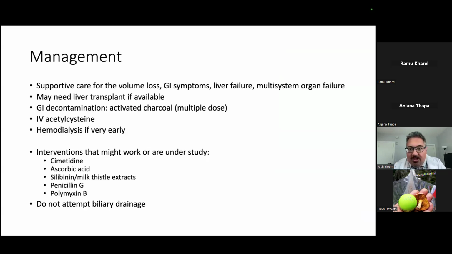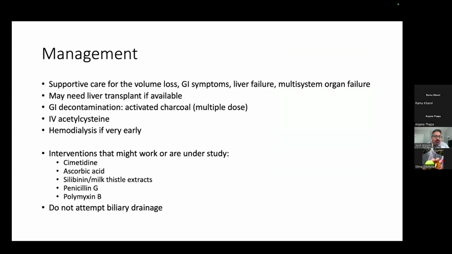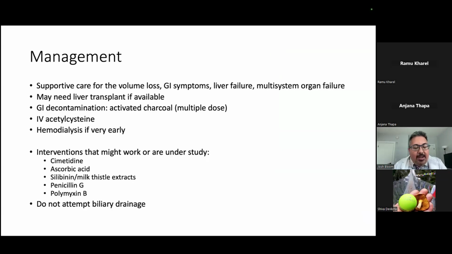Now, you treat what you see. So if you see liver failure, the general supportive measures for a liver failure patient would apply. If they have gastrointestinal symptoms, you can give supportive care for that. These patients are even amenable to hemodialysis, but unfortunately, that measure is only useful when done very, very early, and I'm talking within a few hours. That's because the toxin is not in general circulation in the blood compartment for very long. It sequesters to the liver and then is no longer available for extracorporeal removal.